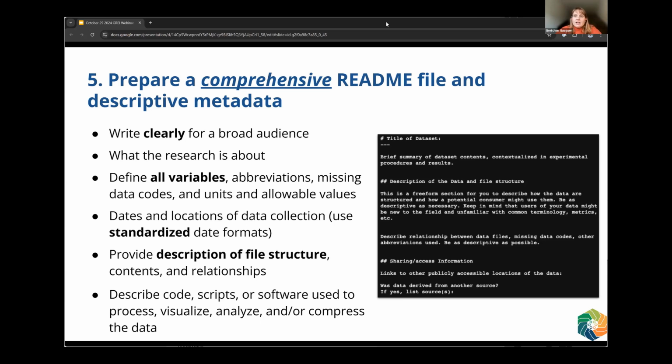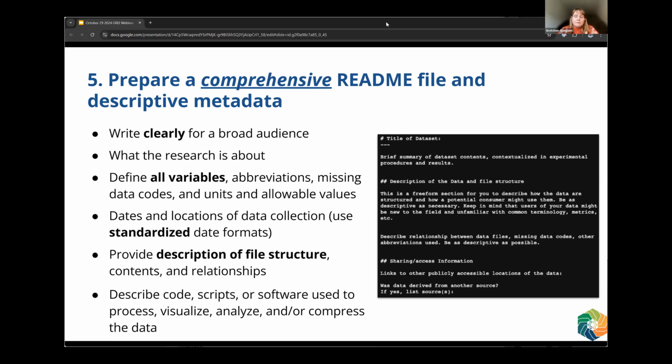In the README file and as guidelines for the metadata, you want to think about writing clearly for a broad audience, being comprehensive but as concise as possible, and using vocabularies that are recognized in the discipline. You want to discuss what the research is about, how it was created, possibly who to contact about it. You want to define variables, abbreviations, codes, and units. It's important to describe how you have encoded blank cells or missing data so that it's understandable that it isn't just an error. The dates and locations of data collection can be useful.